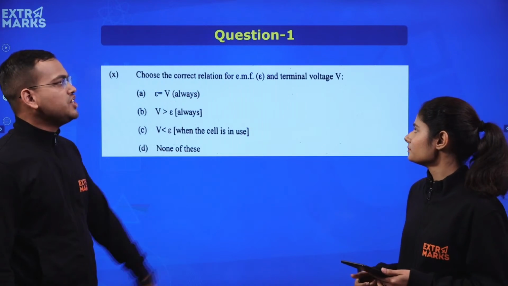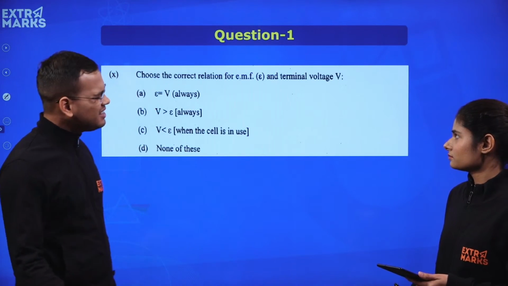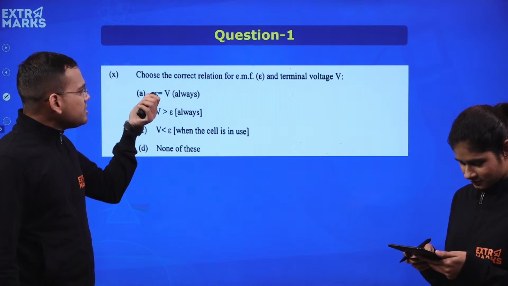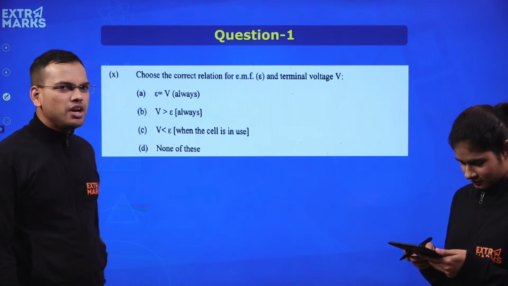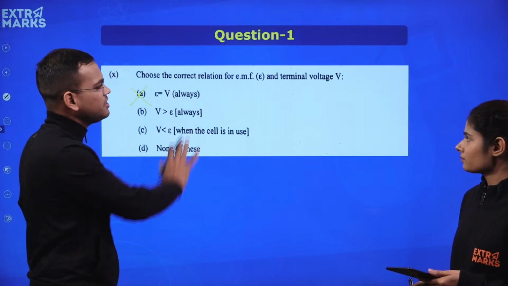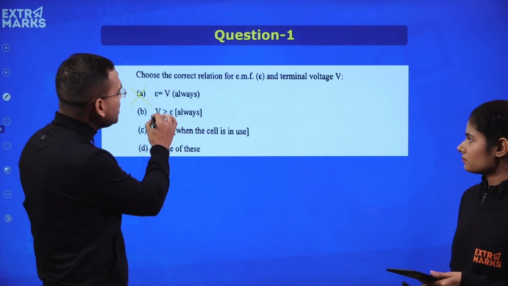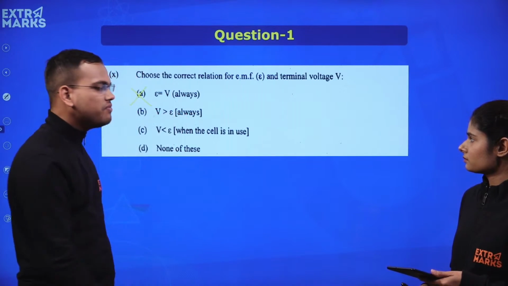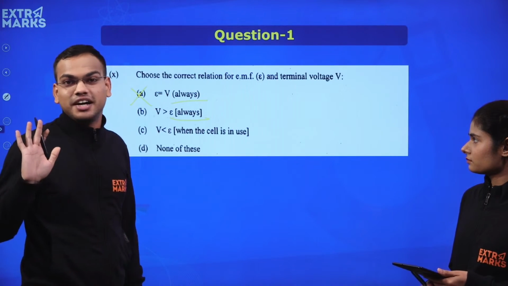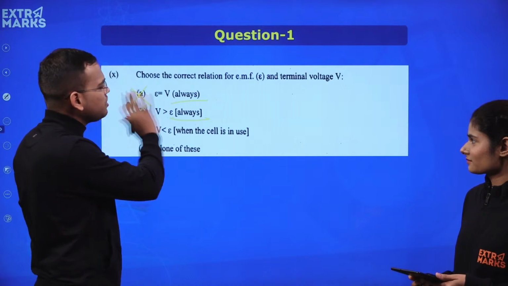Now choose the correct relation for EMF and terminal voltage. Yes, that's an interesting question, but it's again an easy question. You do not have to think too much. Now, EMF is equal to terminal voltage always. That is, I think, the silliest option that can be given by an examiner in this question, right? Now, terminal voltage is always greater than EMF. That is also wrong. Whenever words like always are written in the answer options, you have to be cautious. These always options are always wrong.